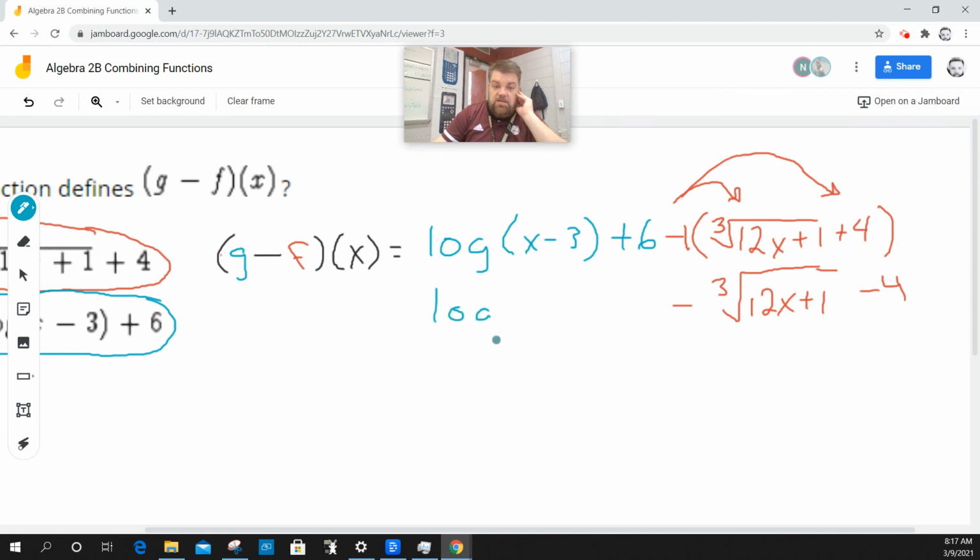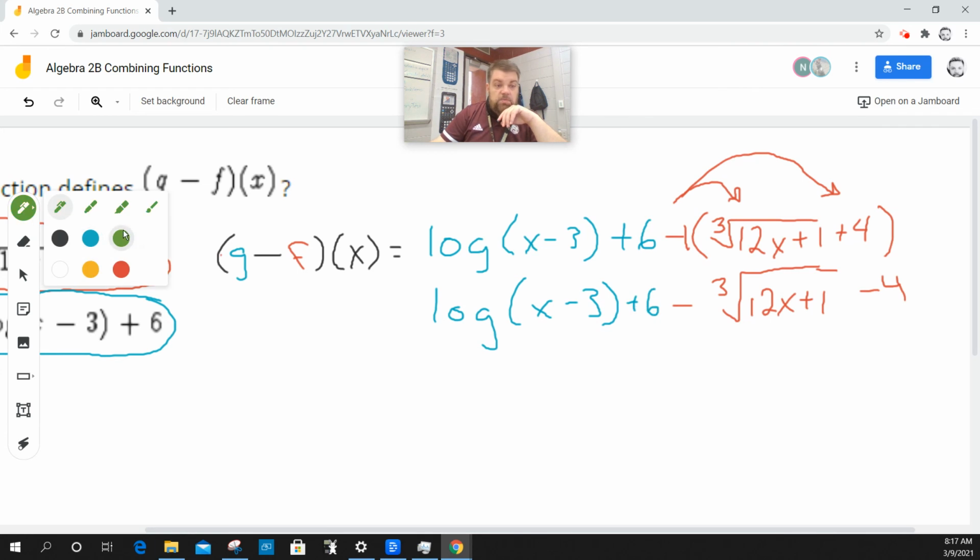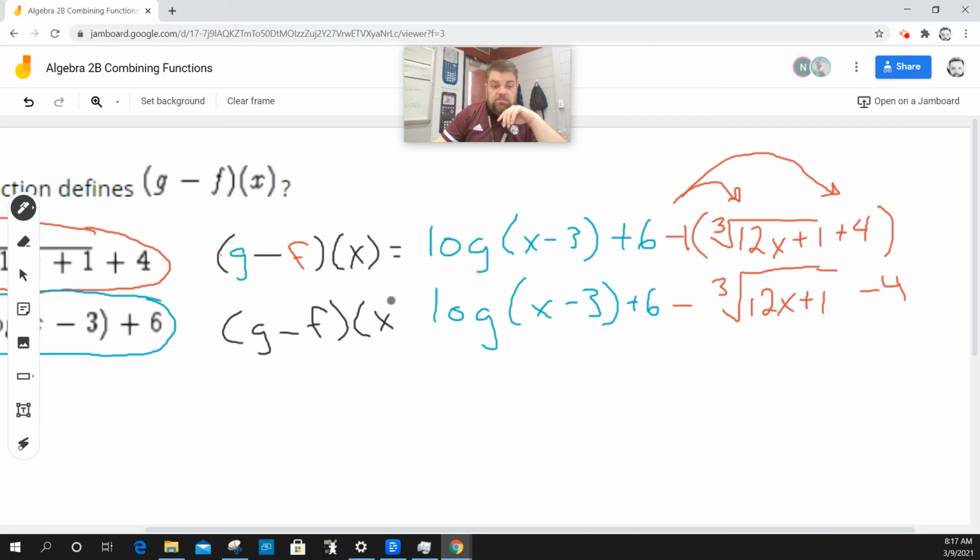I've got log base 10, it's a common log, of x minus 3 plus 6. Now, the next thing that I want to do, and all this stuff is just my composite function g minus f of x, okay? But now I want to see if there's any way I can simplify some of this stuff.